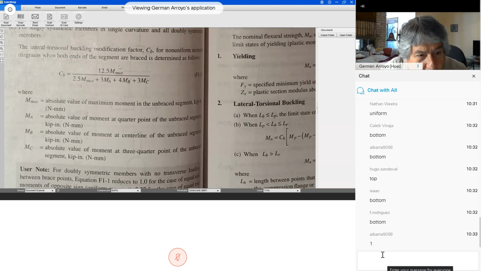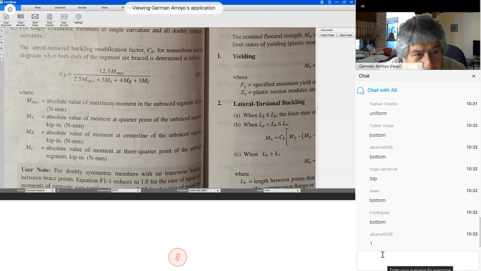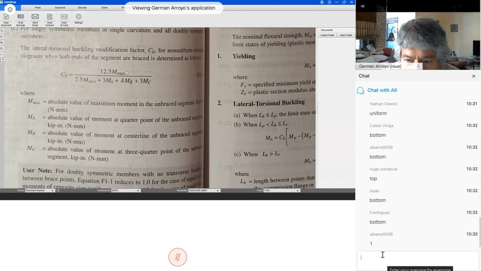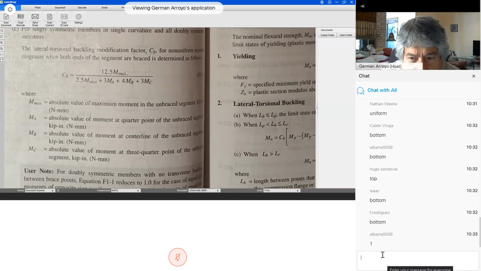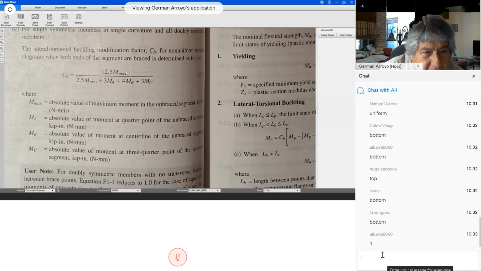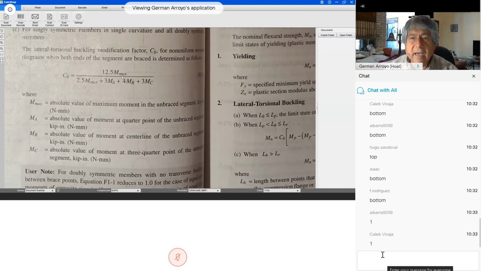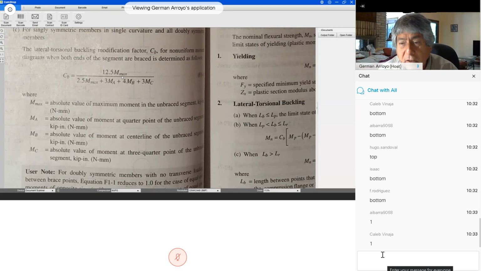if all the moments are the same, what is the value of C sub B? Somebody already answered. If all the moments are the same, look, 1. So C sub B equal to 1 is the critical, the worst condition. In the old time, they used to tell us you can always assume that C sub B is equal to 1 to be on the safe side.